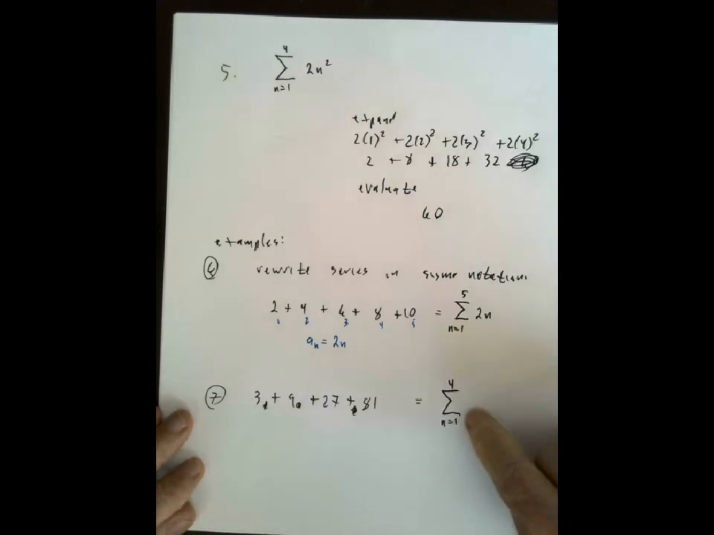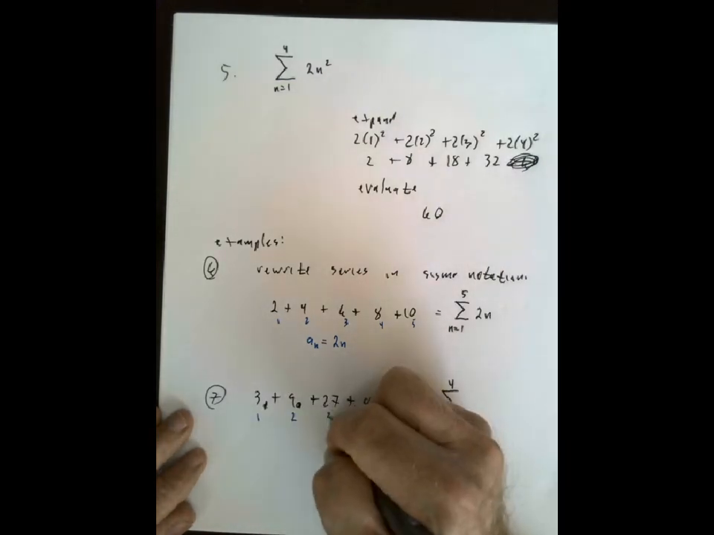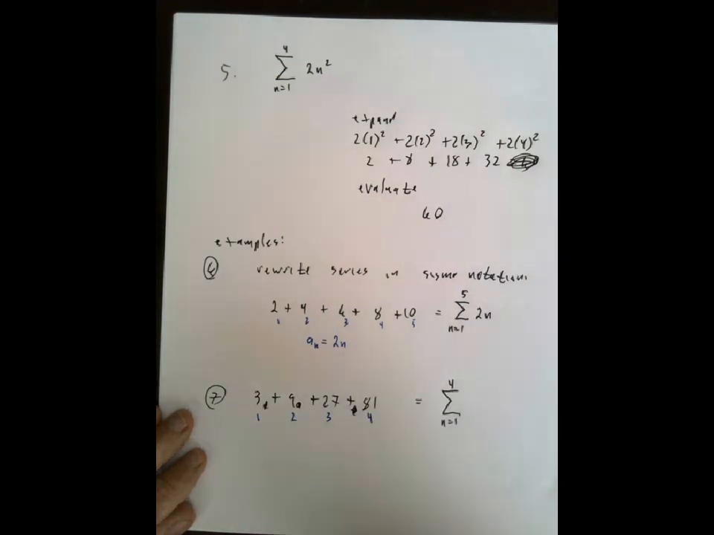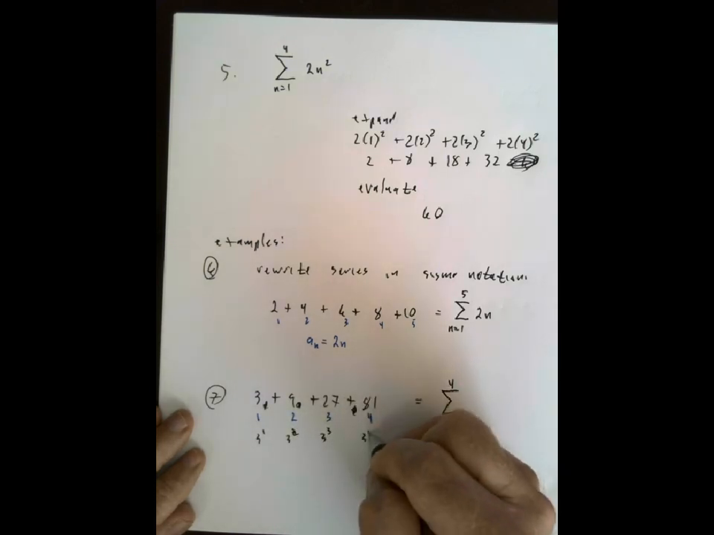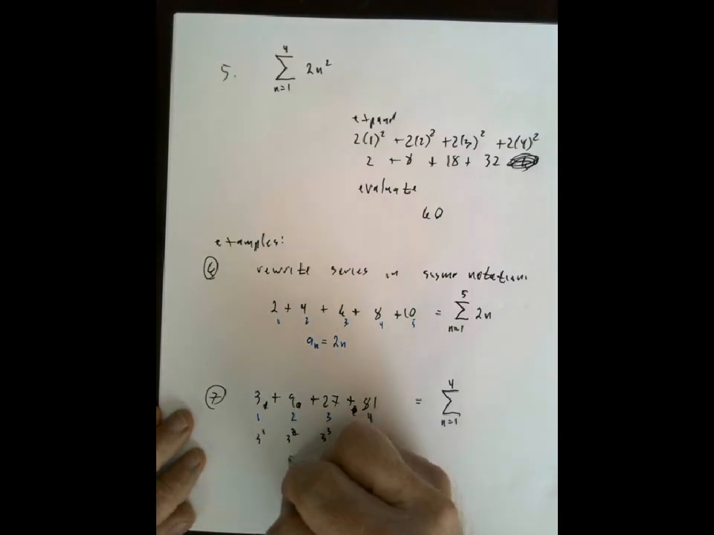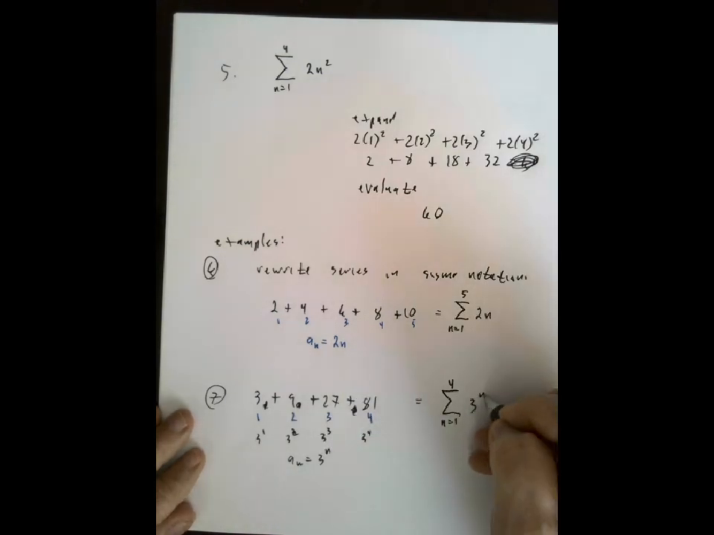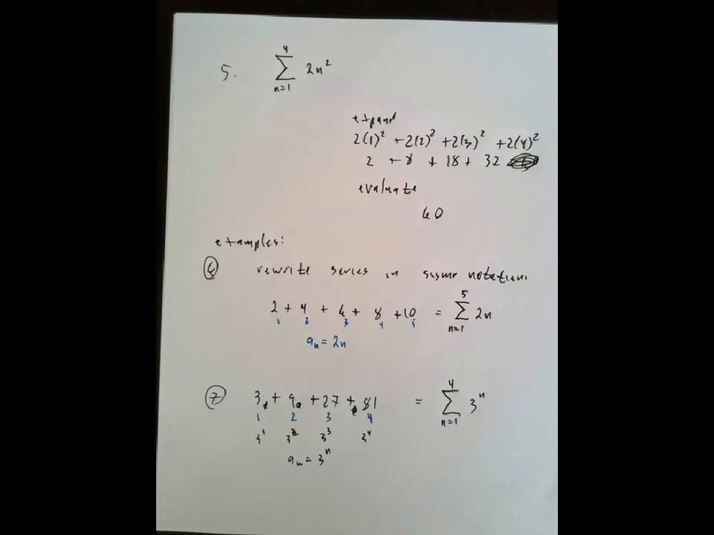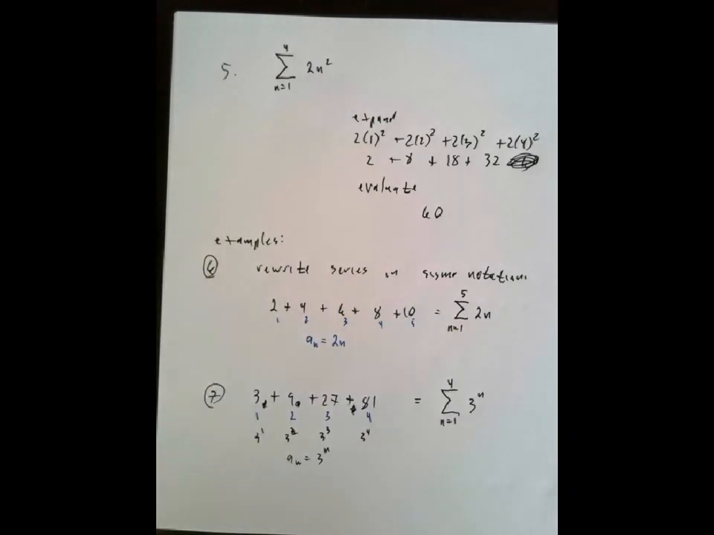And now we have to think, well, what's the formula that generates those? That's the first term, that's the second term, that's the third term, that's the fourth term. Can you see that we're actually raising these to a power of 3? That's 3 to the 1, 3 to the 2, 3 to the 3, 3 to the 4. So can you see, in general, a sub n is equal to 3 to the n power. So that is the formula that we're going to write over there. So that is a series written in sigma notation. Very good. So that's it for this one.